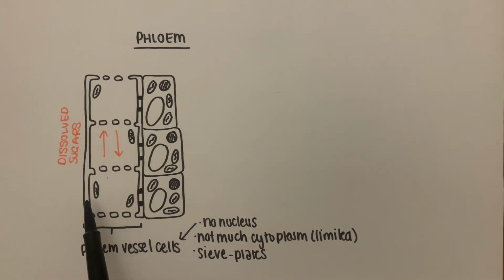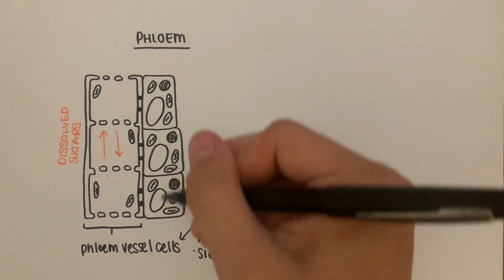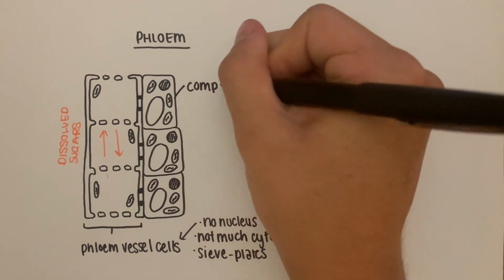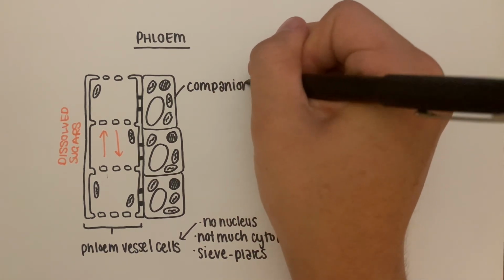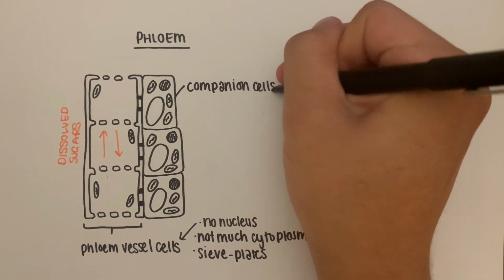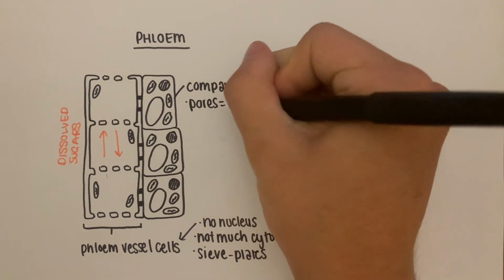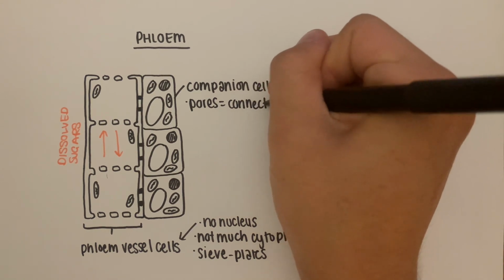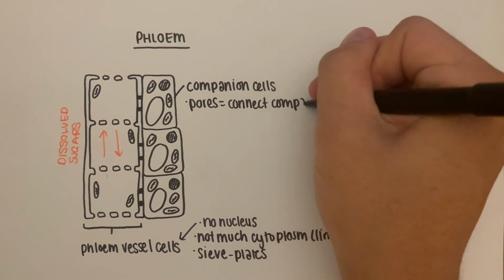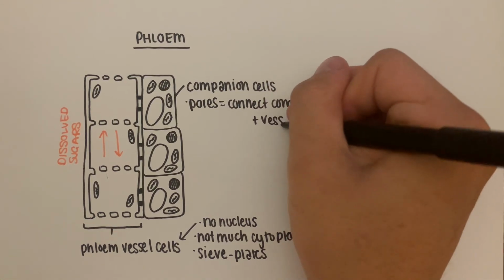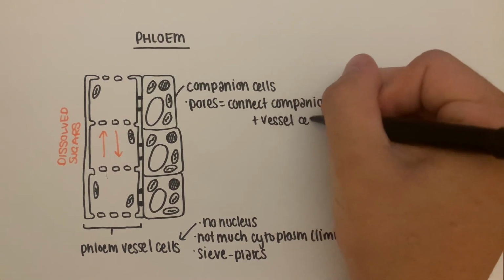And we also can see there's some mitochondria here, but there's actually not enough. And this is where the companion cells actually come in handy. So these cells here are called companion cells. With companion cells, they actually contain pores. And these connect companion cells. These can connect the companion and vessel cells.